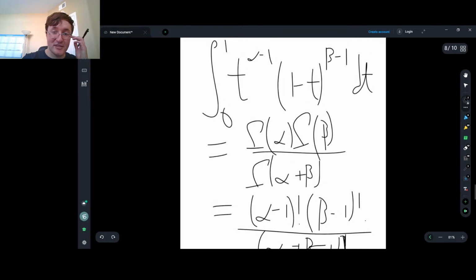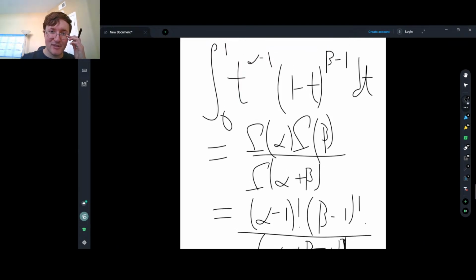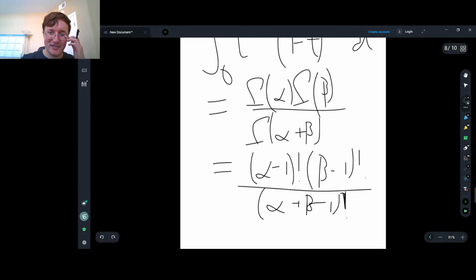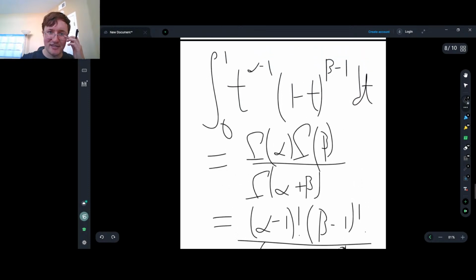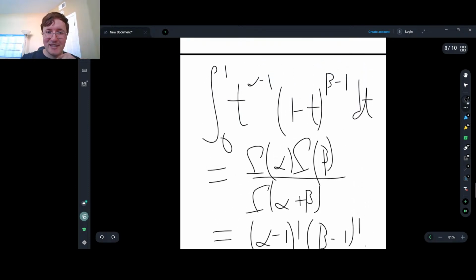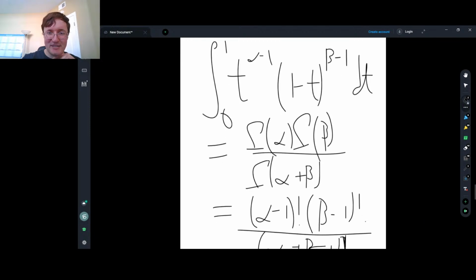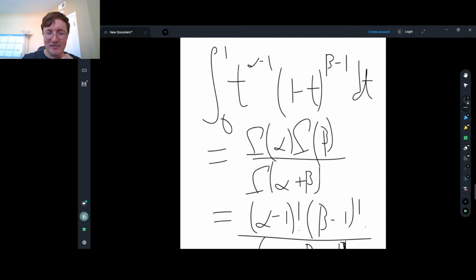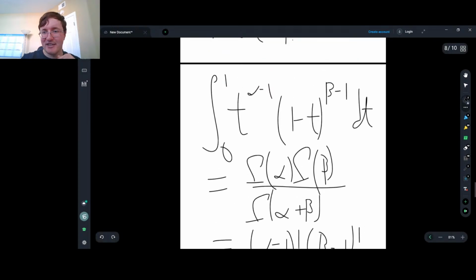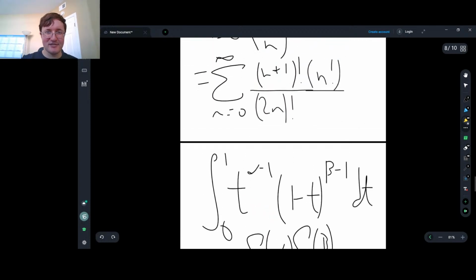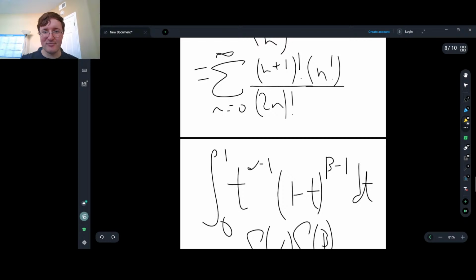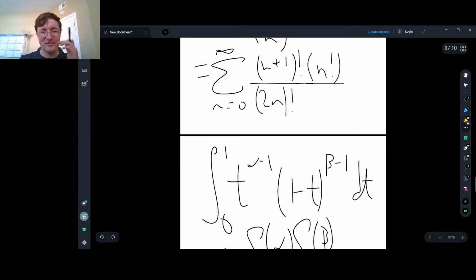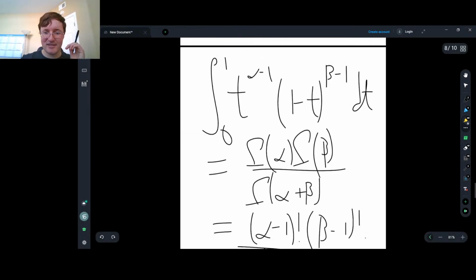So for example, when alpha and beta are 1, I get 0 factorial squared over 1 factorial, which works. Or when beta is 1, I get alpha minus 1 factorial over alpha factorial, which is 1 over alpha. And that makes sense because I'm just integrating this thing. Okay, so I'm going to choose my alpha and beta so that it matches these terms in the series.